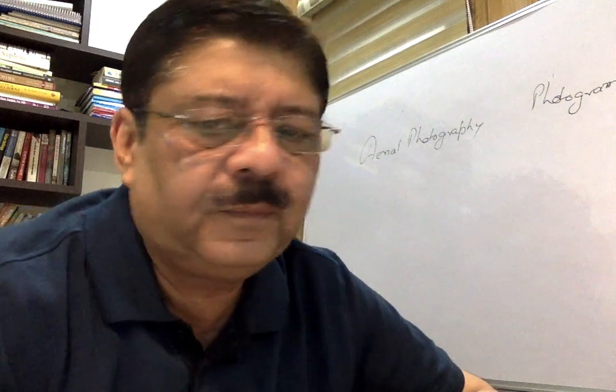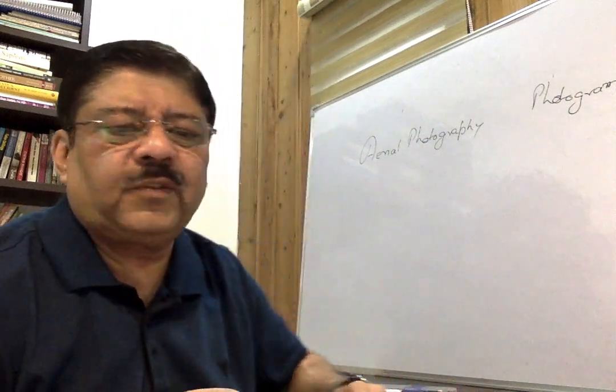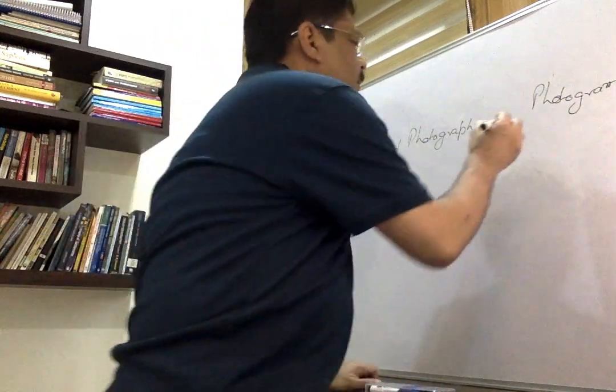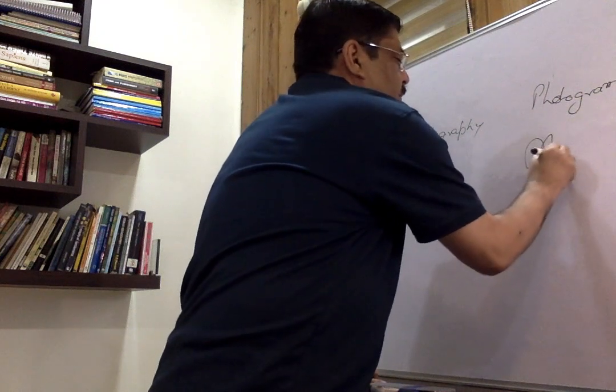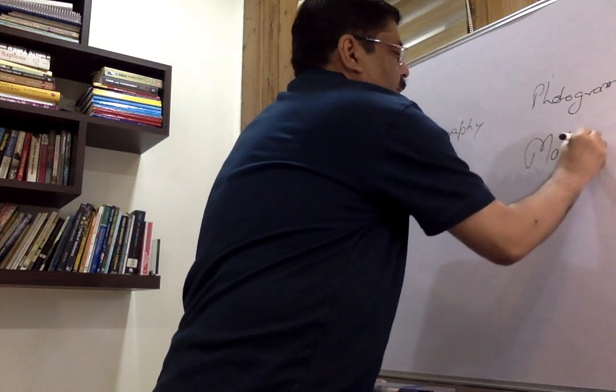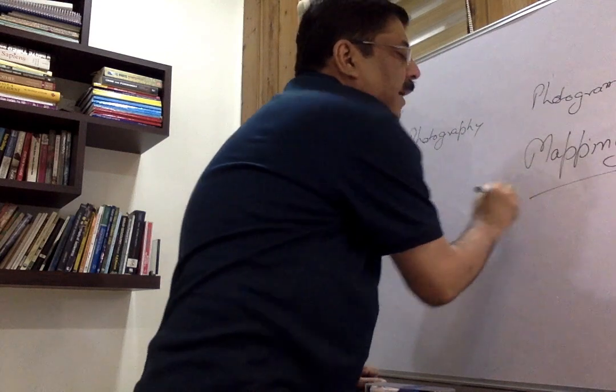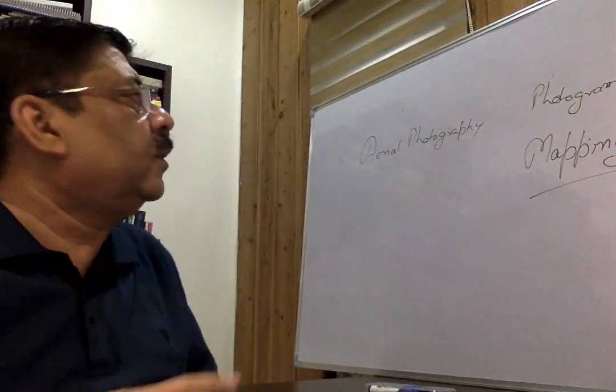What is it called? Yes, Wasim, what is it called? It is called mapping. Simply, it is called mapping.